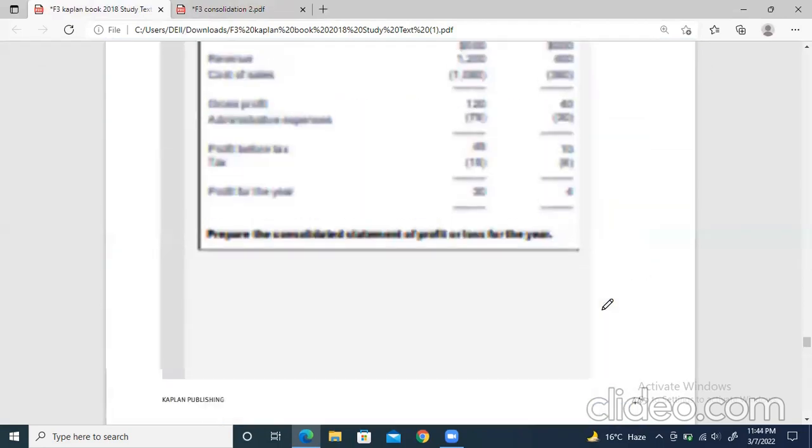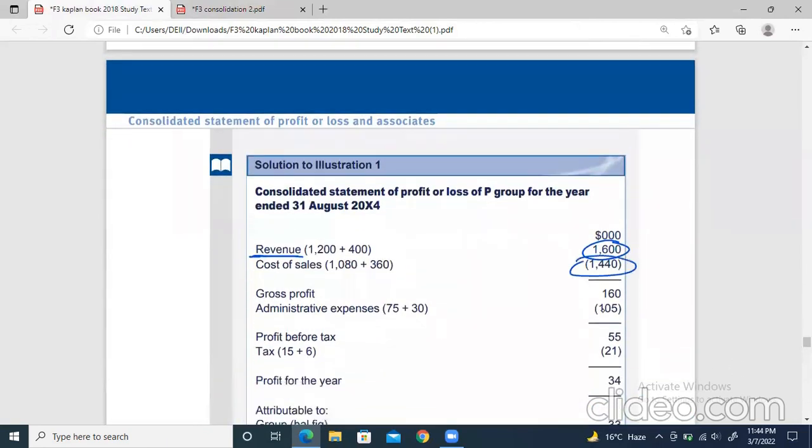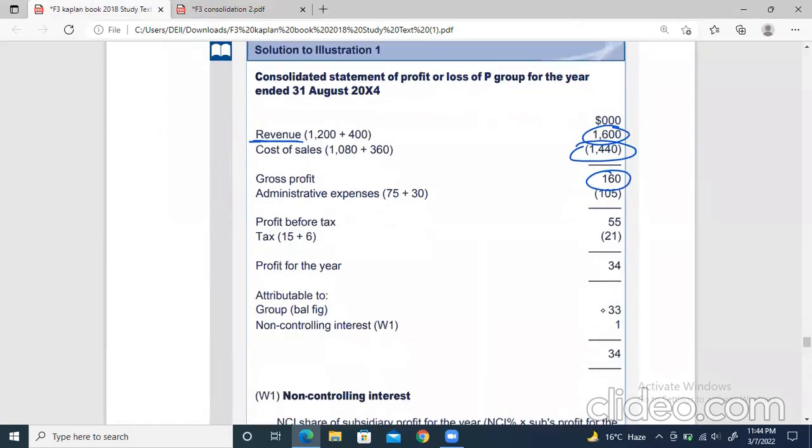Same goes for cost of sales. Cost of sales is 1080 for parent and 360 for subsidiary, so the total makes it 1440. If we minus these amounts, we get the gross profit. After that, the admin expenses, same as given above, 75 for parent, 30 for subsidiary, which makes it 105. After we minus this, this is profit before tax. Then we minus the tax, step by step minusing all the expenses. 15 for the parent, 6 for the subsidiary, again 21. Now the whole profit is 34. This is the group profit.